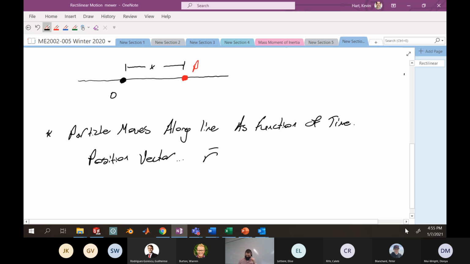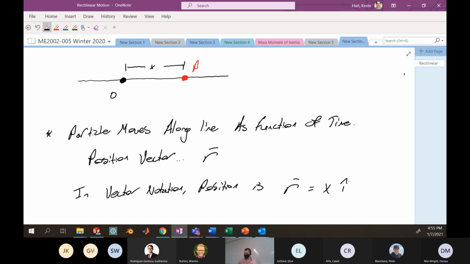For a one-dimensional coordinate system, the position vector is just going to have one unit vector used to define that particular location. So in vector notation, the position vector R is this location x in the i hat direction. Pretty straightforward. But most of the time, this position x is going to be some function of t.